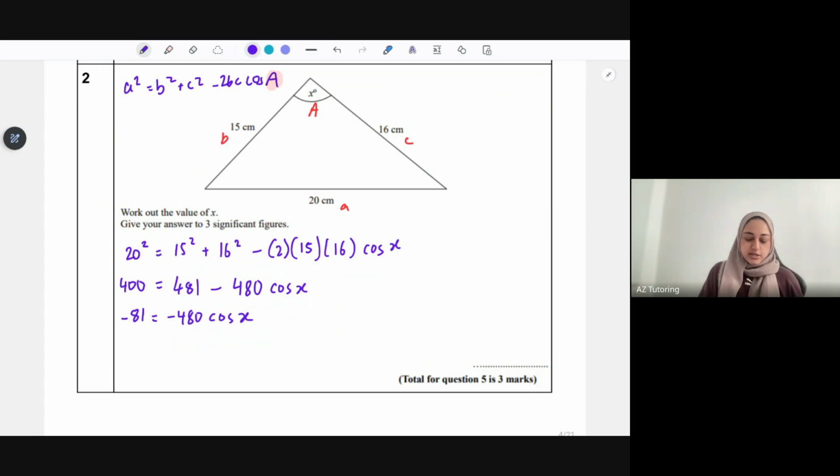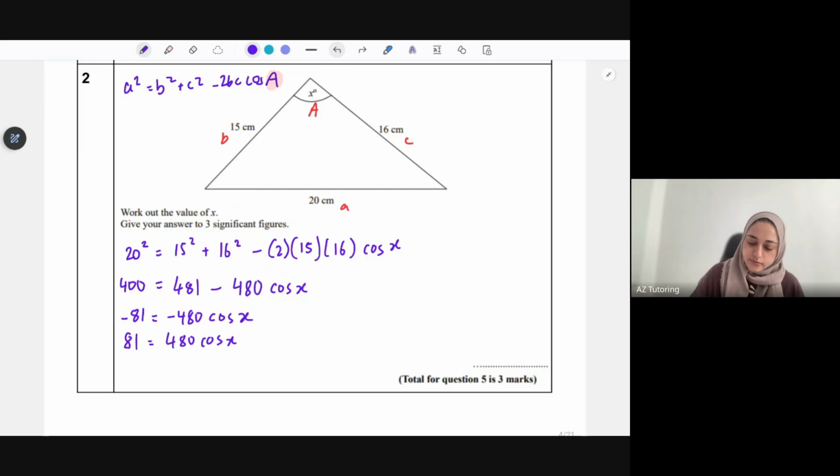Now, when you've got minuses on both sides, by the way, and you've only got 1 term on each side, you can just cancel that minus out. So I can just say 81 equals 480 times cos x. That's only if you've got just 1 term on each side. If I had like plus 2 there, I can't just cancel the minuses out then.